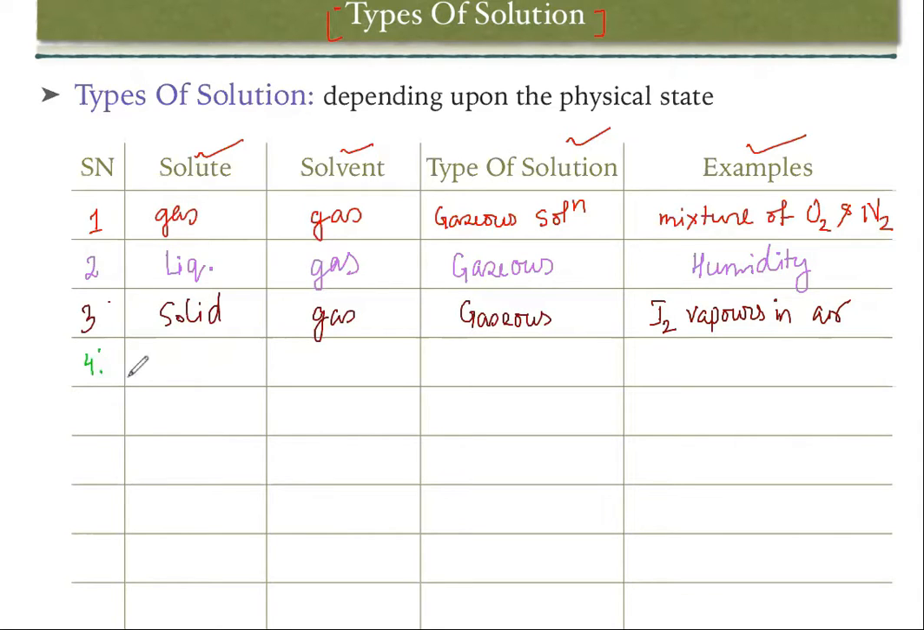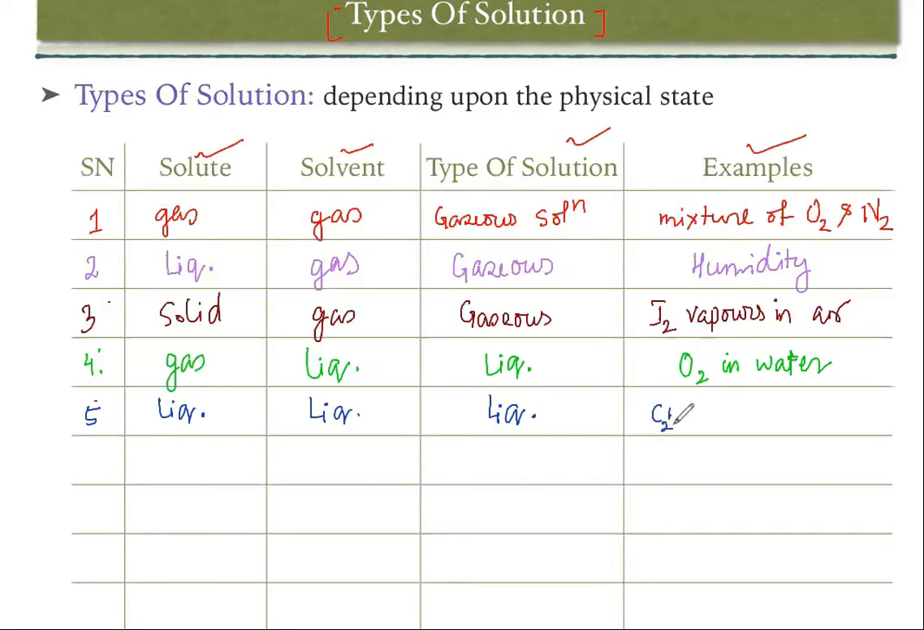Next one, the fourth one: solute is gas, solvent is liquid, and the type of solution they will make is also liquid. In this case, the example is O2 in water. Next one: solute is liquid, solvent is also liquid. The type of solution, obviously, is also liquid. And the example is C2H5OH in water.